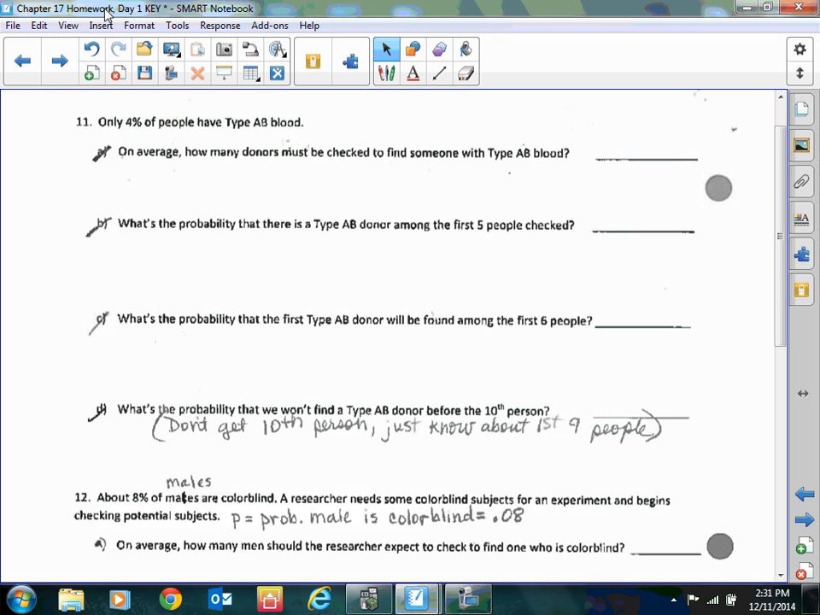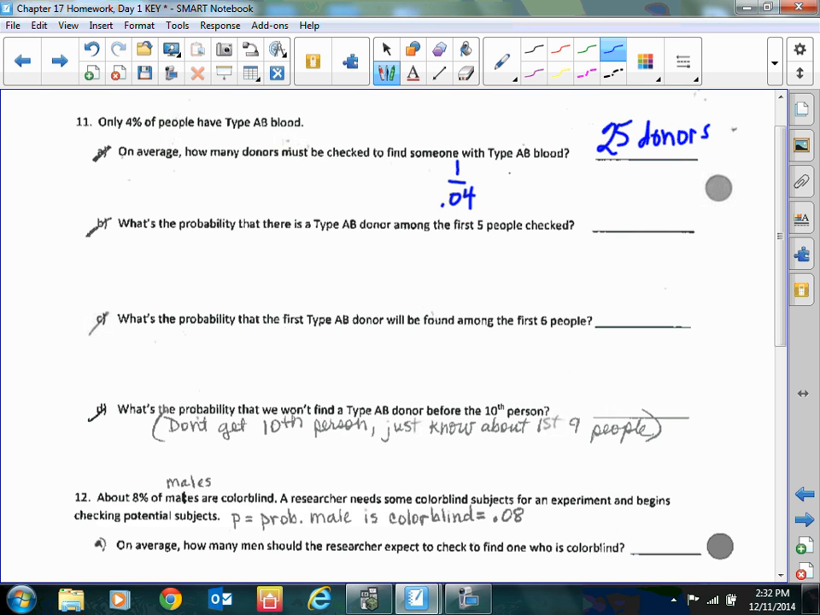Correct, yes. Okay, so let's actually go through that A, B, C, and then let's talk about D for a second. All right, you guys look up here. On average, how many donors do we check to find someone? How many are you going to go until you get an AB donor? That's going to be what? You do 1 over 0.04, which is 25 donors on average. The 25th person is going to be the AB donor. On average, you're going to have to check 25 people to get one.